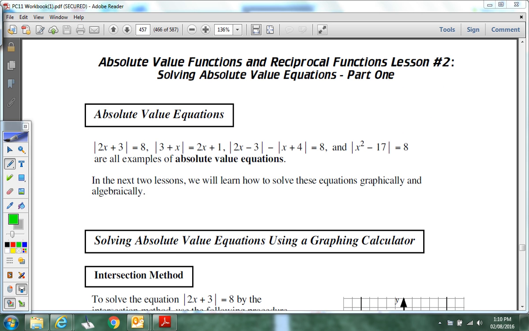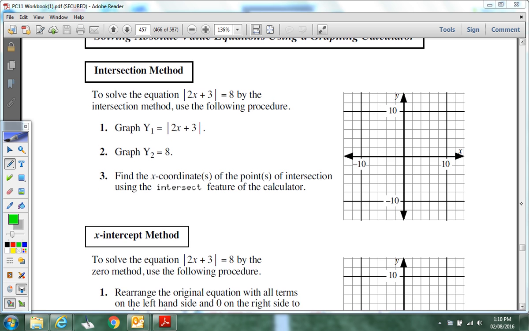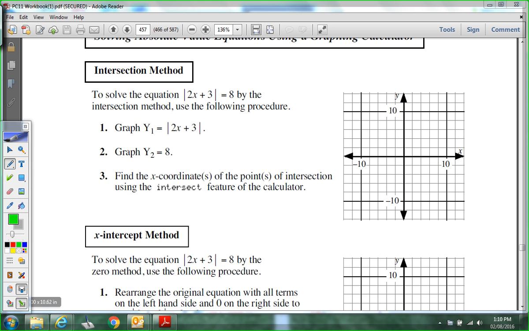So coming down here, solving absolute value equations, they're going to walk you through this in terms of your calculator. There's the intersection method. To solve the equation absolute value of 2x plus 3 equals 8, I essentially just did this. In y1, you put absolute value 2x plus 3, and you get the bounce point here. It's going to come through something like this, and then 8's right here. So you're going to get something along those lines for what your graph should look like.